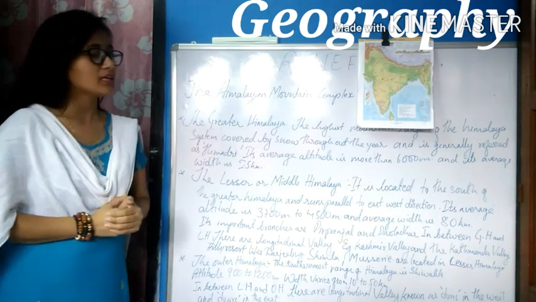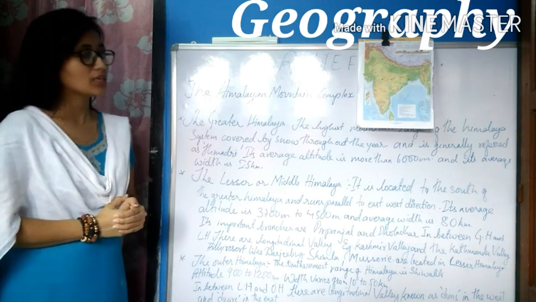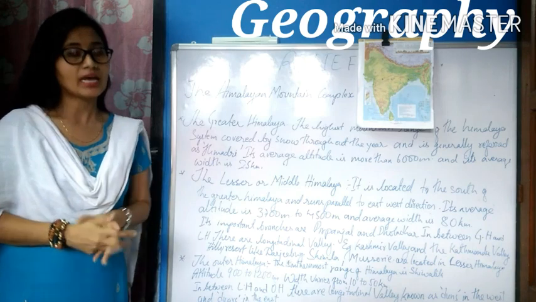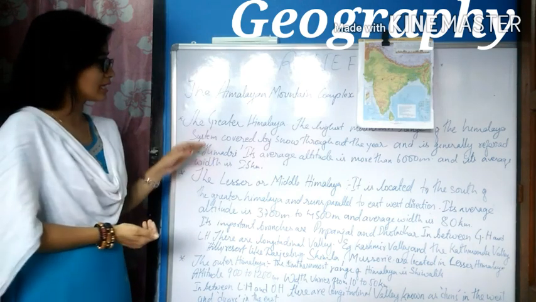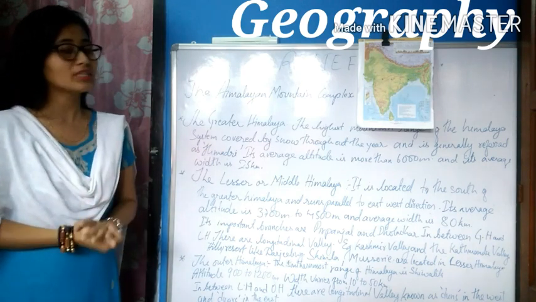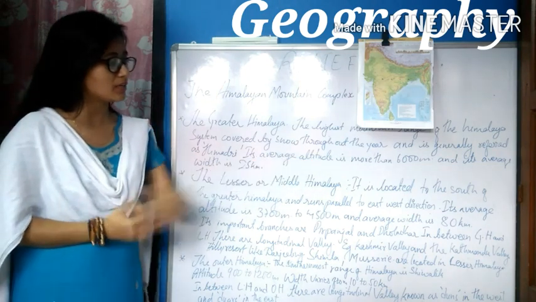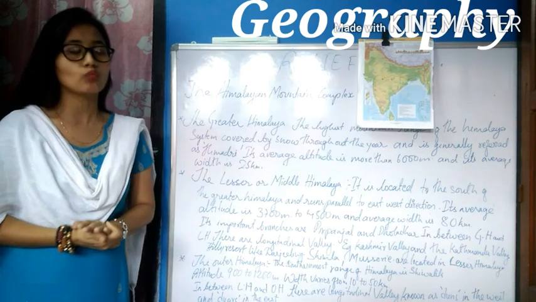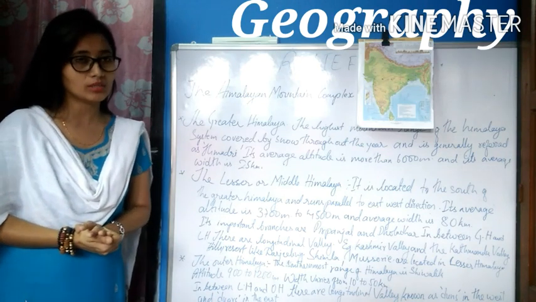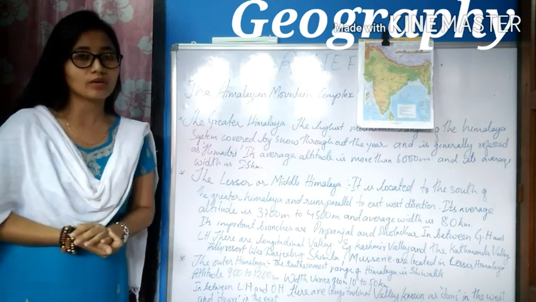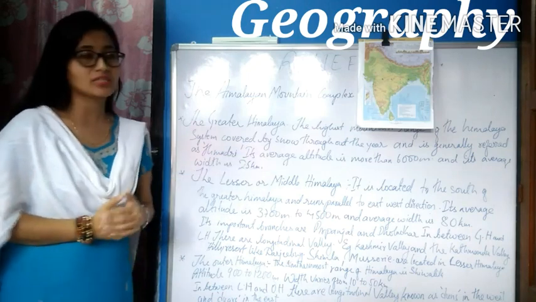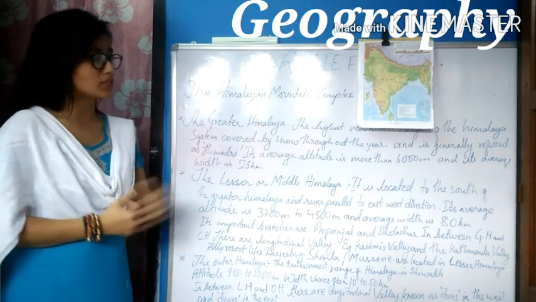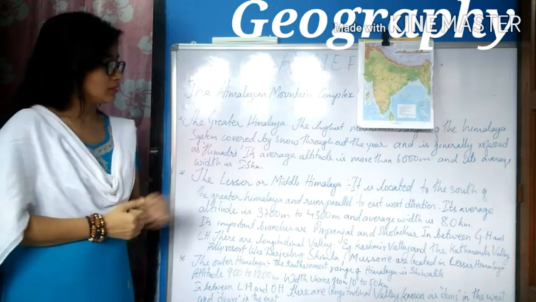The Greater Himalaya is the highest mountain range in the Himalaya system, covered by snow throughout the year, and generally referred to as Himadri. The average height of this Himalaya is more than 6,000 meters, and its average width is 25 km. Most of the highest peaks of the world lie in this Greater Himalaya. Siachen Glacier is also situated in this Greater Himalaya.